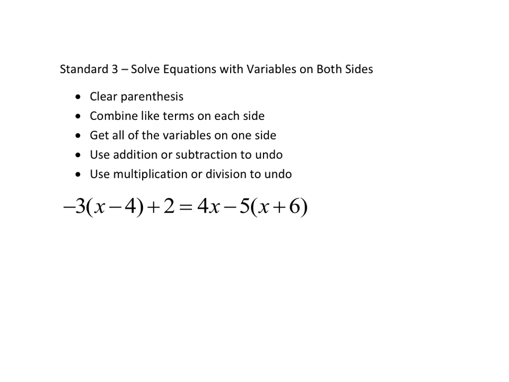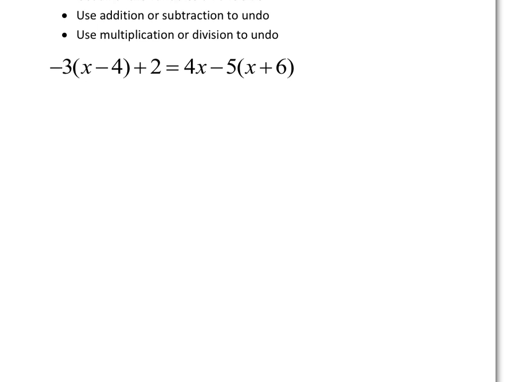In Standard 3, we'll learn how to solve equations with variables on both sides. This is a lot like Standard 2. You clear the parentheses, you combine like terms, except now since there's variables on both sides of the equation, we'll have to combine like terms on each side separately, and then we'll have to move all of the variables over to one side. And then same as before, we'll use addition or subtraction to undo, and then multiplication or division to undo. So let's try this first one.